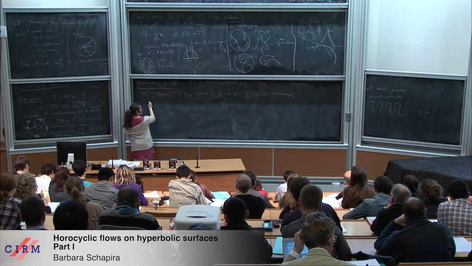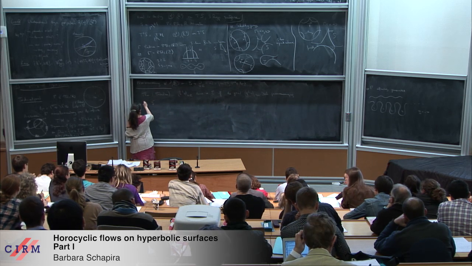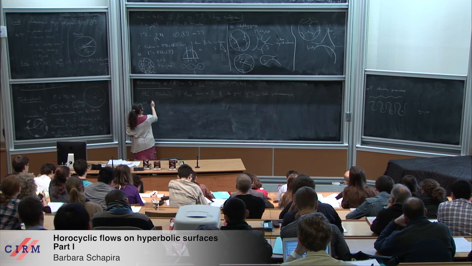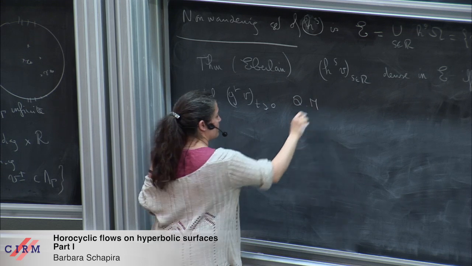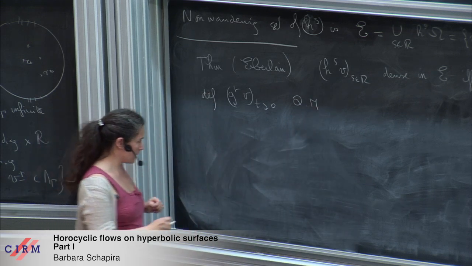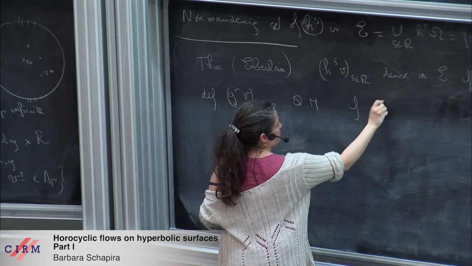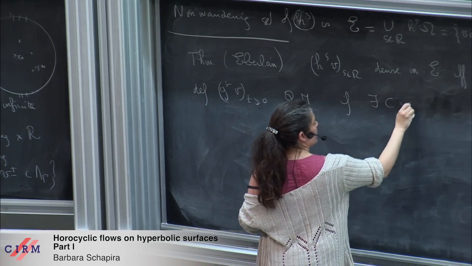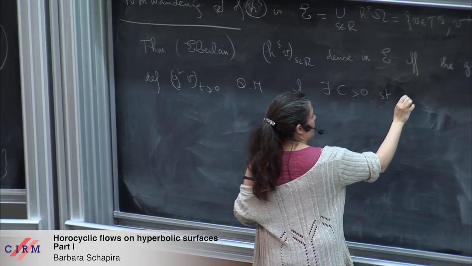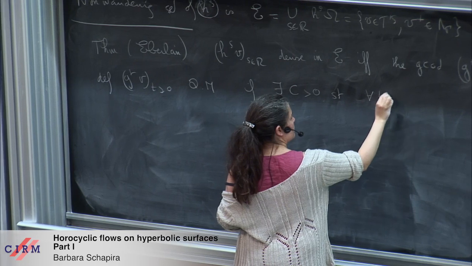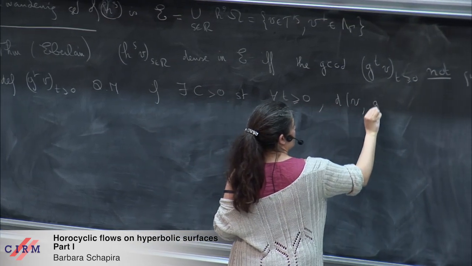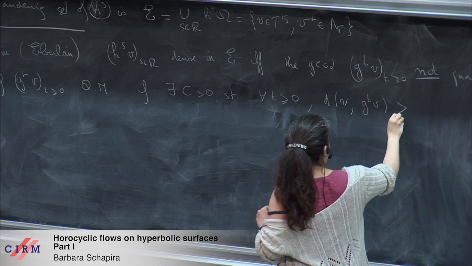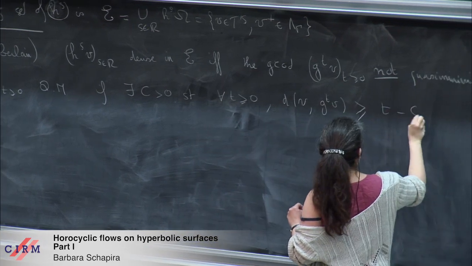A vector, a geodesic, so that's a definition. A geodesic GTV is quasi-minimizing if there exists some constant such that for all positive t, the distance between v and GTV is at least t minus constant.